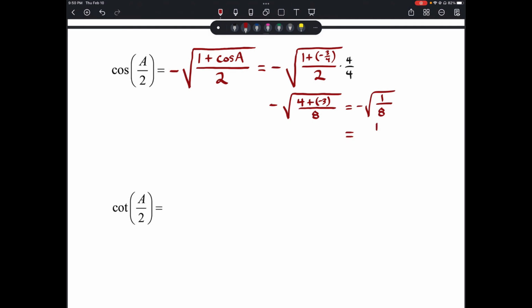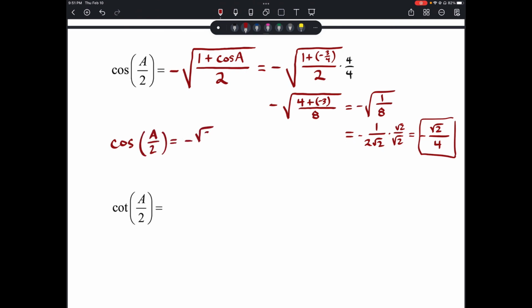Square root of 1 is 1. We have 2 radical 2 on the bottom. So when we rationalize our denominator, we should get a negative square root of 2 over 4. So our cosine of half of angle A is going to be a negative radical 2 over 4.